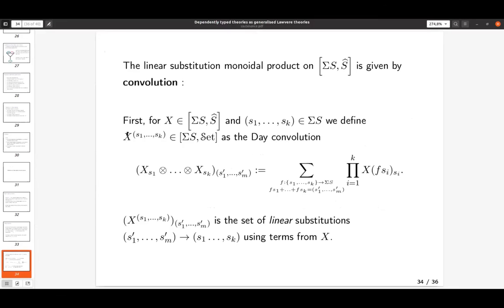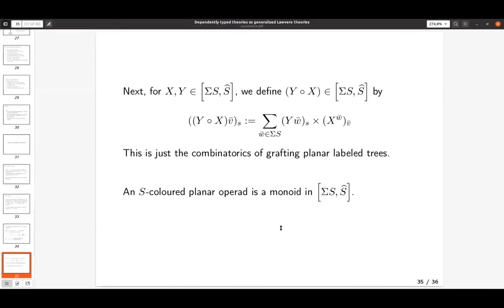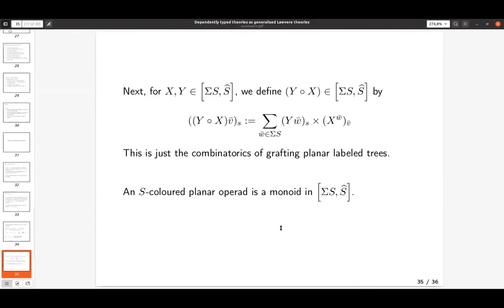Right, so this definition may look a little, I mean, it is a standard one, but basically what it does is to say that given a term signature, a linear term signature X, this set is the set of linear substitutions or linear context morphisms from the context of this list of types to the context of this list of types using terms from this signature. That's what it is. And then we can define the monoidal product in a general way using this.